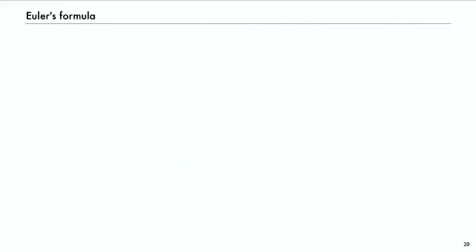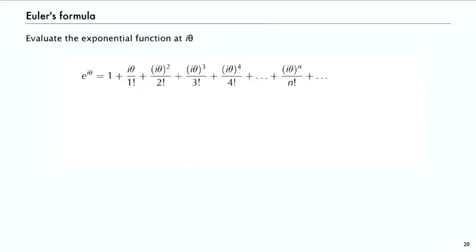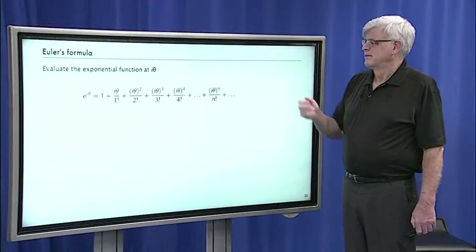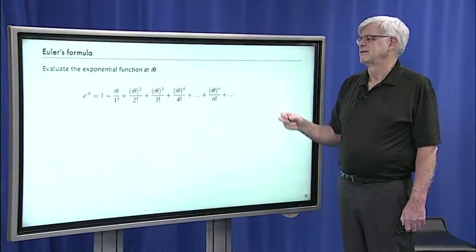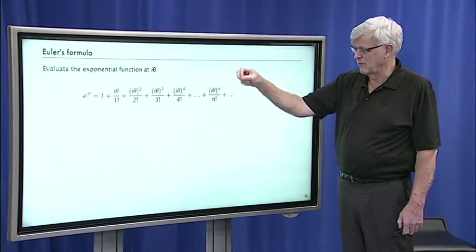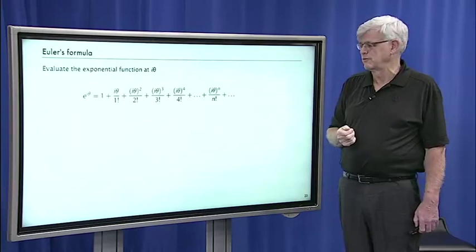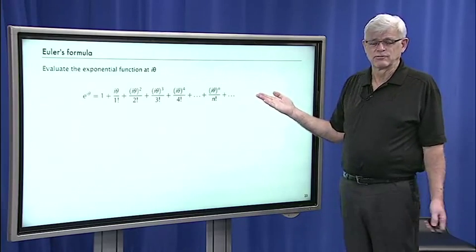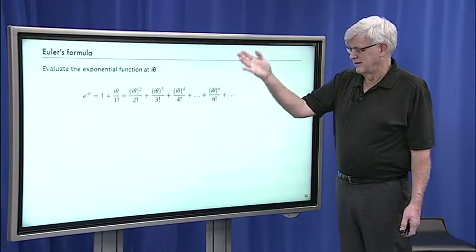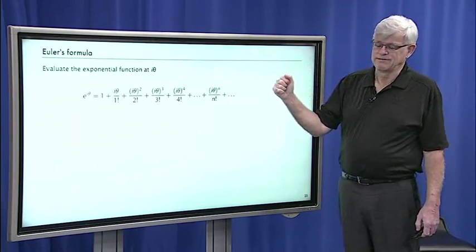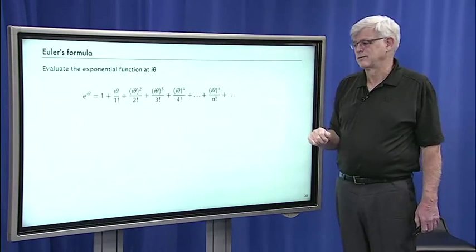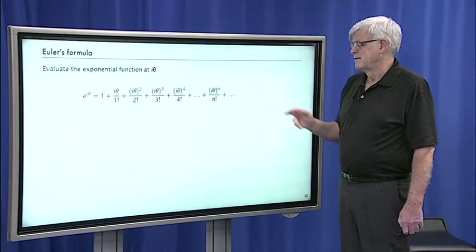There's a really famous particular example of this called Euler's formula. So you take the definition of the exponential and evaluate at i theta. So what's e to the i theta? Well, it's 1 plus i theta over 1 factorial plus i theta squared over 2 factorial, and so forth. That's just right from the definition. Exponential is analytic. It's defined at any point, and so it's defined at i theta.